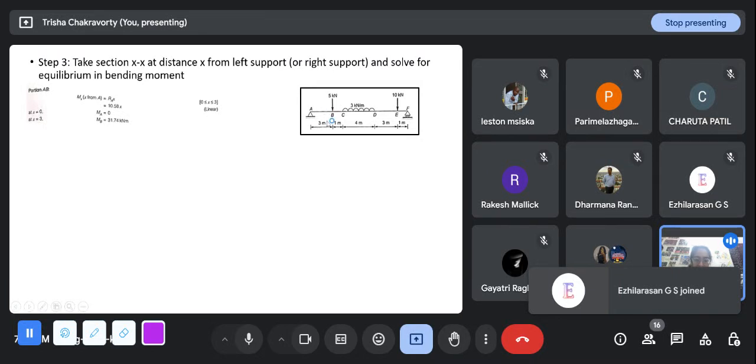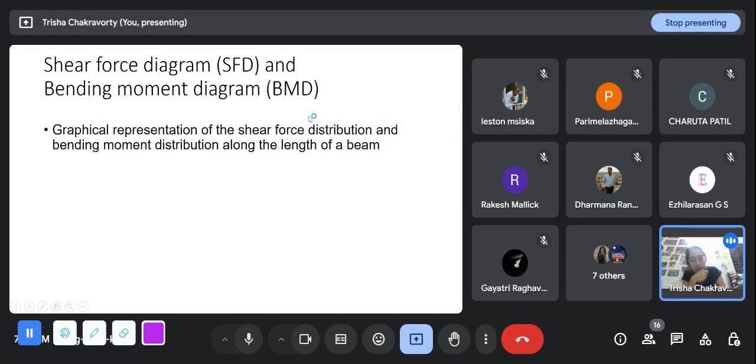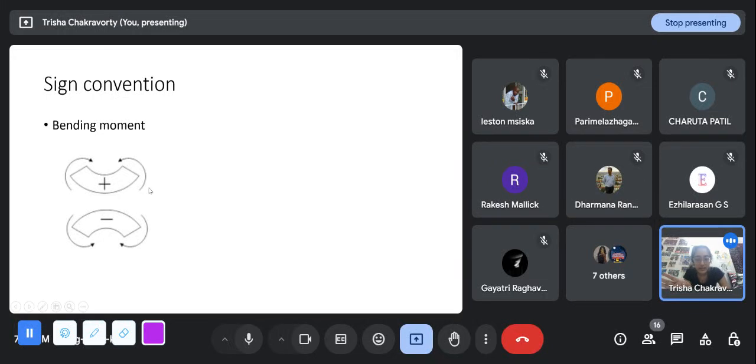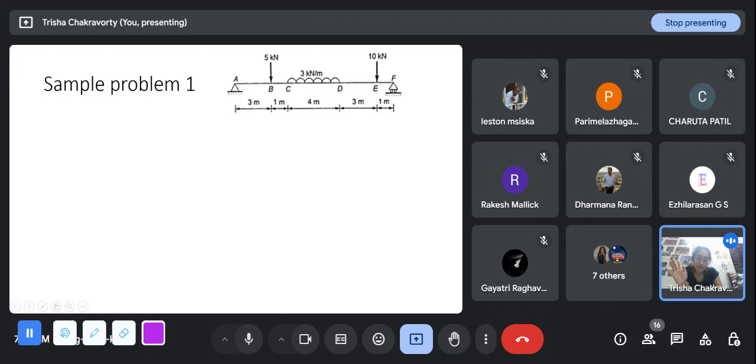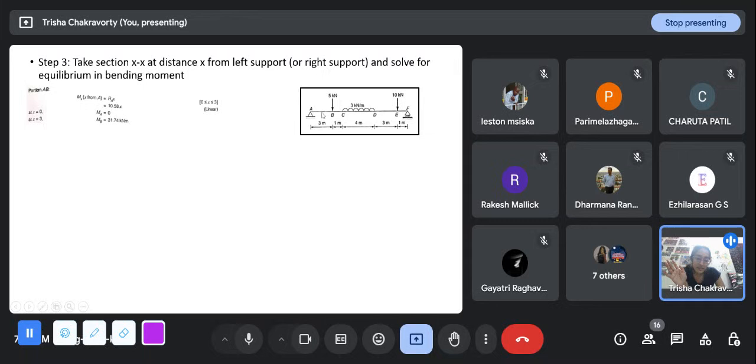So at this point, the bending moment will be RA into X. This is 10.58 into X. And why is this? The sign, again, I'm going by the sign convention because this is really important. When we are looking from the left side, clockwise moment is positive, anti-clockwise moment is negative. So you can see here that if this is my point about which I'm considering the moment, RA is providing a clockwise moment about it. So, and I'm coming from the left side, so it is a positive bending moment.